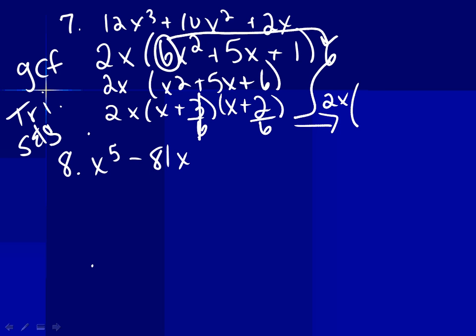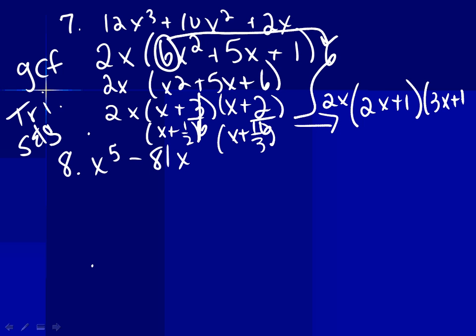Oh, looky here. 3 over 6 gives me x plus 1/2. Put the 2 in front. That gives me 2x plus 1. This x plus 2/6 is x plus 1/3, and that is 3x plus 1. That is my final answer. Number 8.